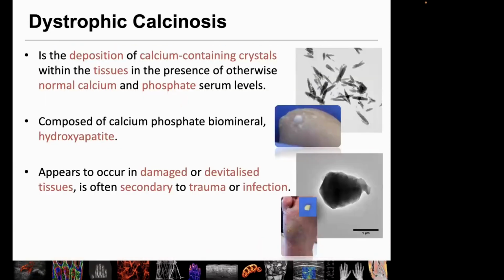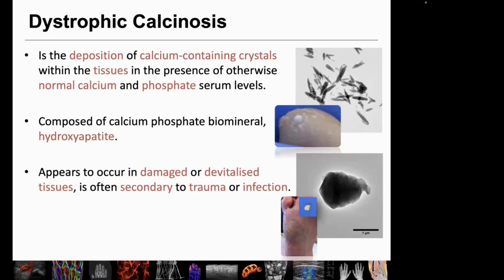Now, one of the last factors is calcinosis. Calcinosis can occur anywhere in the body. It tends to be more in areas that get pressure, trauma or skin infection. That is where you tend to see it. You also see it very commonly in the hands, obviously. It is the deposition of calcium-containing crystals within the tissue.